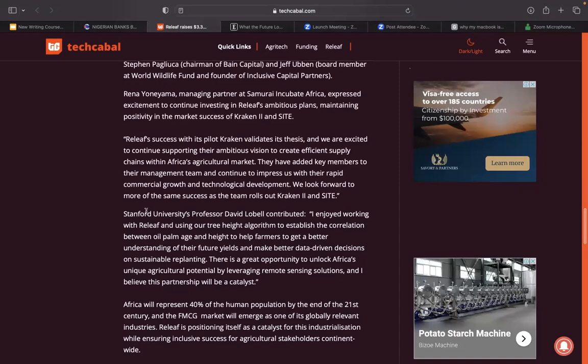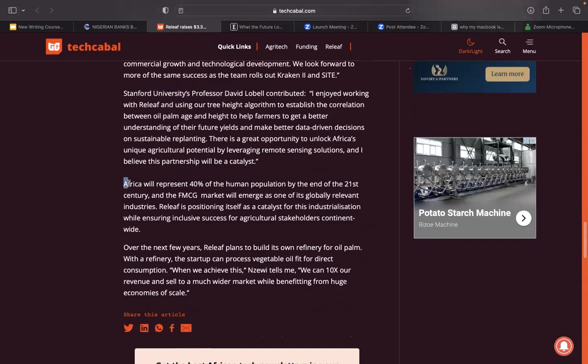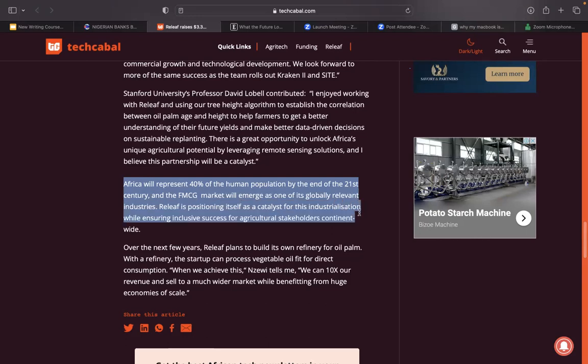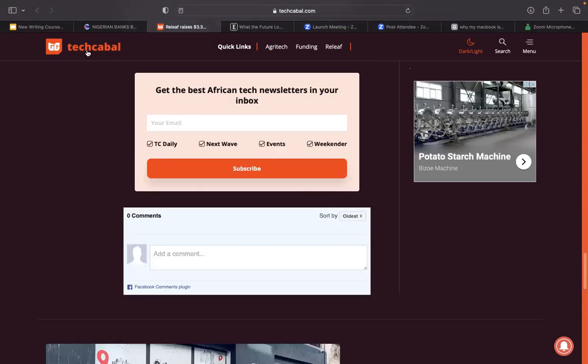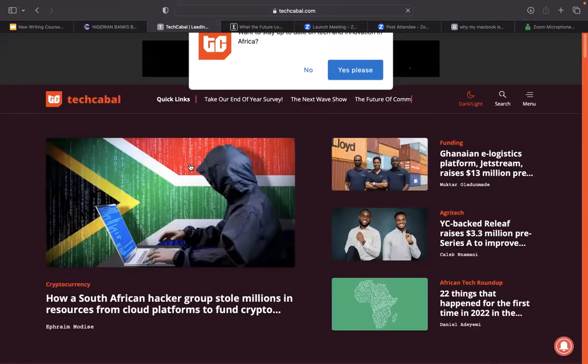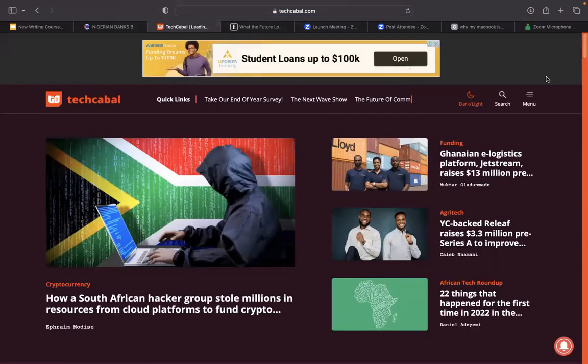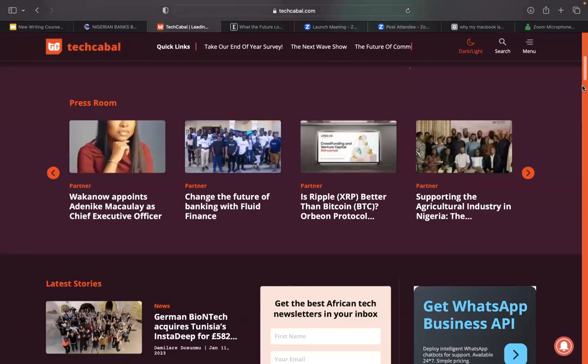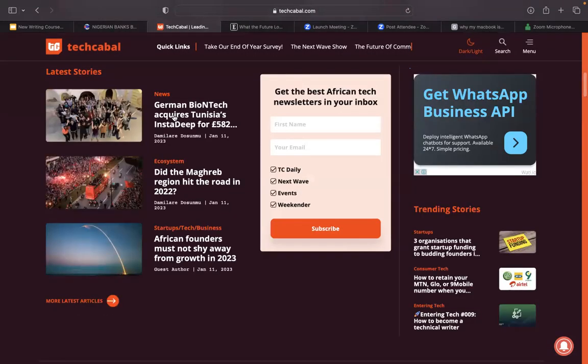For example, there's some kind of previous news and some quotes. Africa will represent 40% of the human population by the end of the 21st century, and FMCG markets will emerge as one of its globally relevant industries. Relief is positioning itself as a catalyst for this industrialization while ensuring inclusive success for agricultural stakeholders continent-wide. Now, this report is published on TechCabal. TechCabal does not publish just news articles. It depends on the journalist and the kind of news that they report.